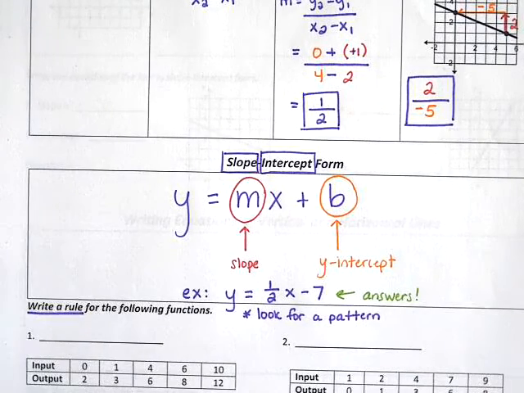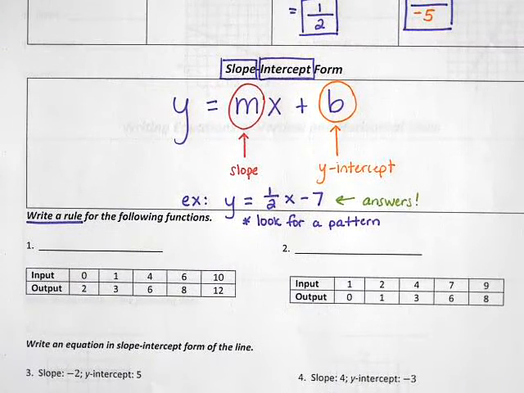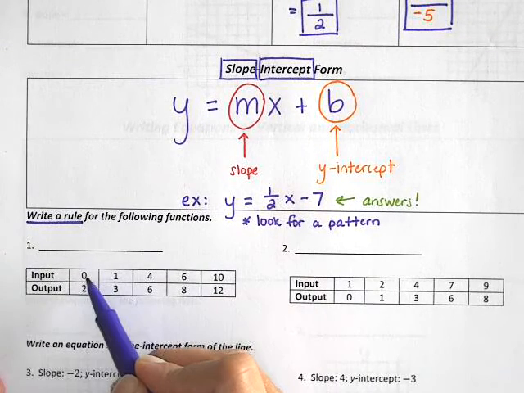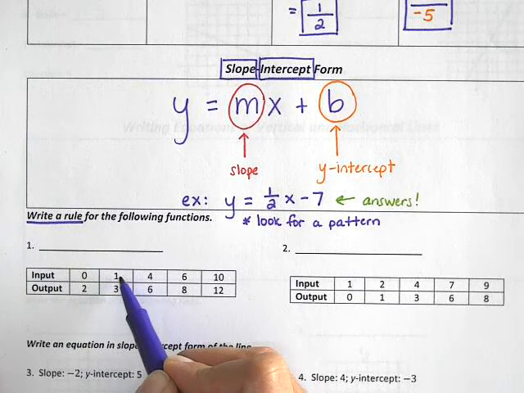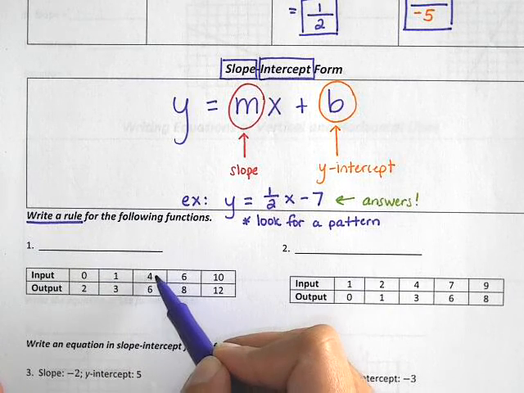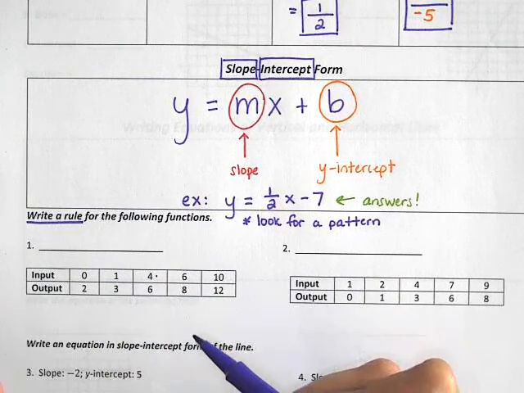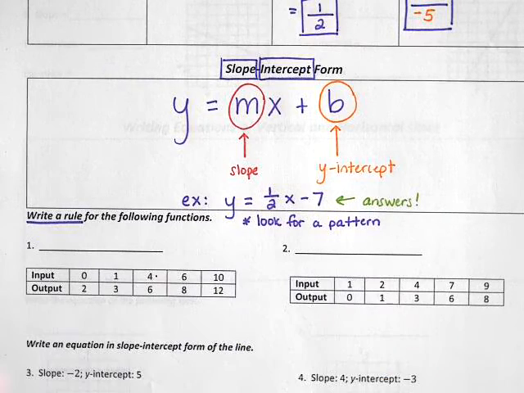So we're going to look at this table. We are going to try to come up with the pattern so that when I plug 0 into my equation, the output is 2. When I plug in 1, the output is 3. When I plug in 4, the output is 6. When I plug in 6, the output is 8. And when I plug in 10, the output is 12.